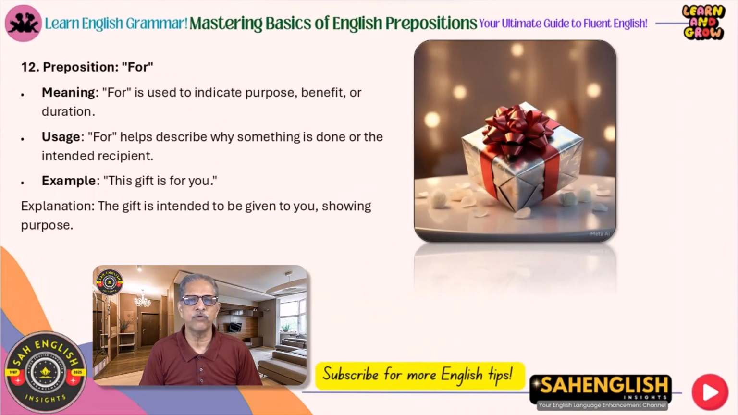12. Preposition for. Meaning: for is used to indicate purpose, benefit, or duration. Usage: for helps describe why something is done or the intended recipient. Example: this gift is for you. Explanation: the gift is intended to be given to you, showing purpose.